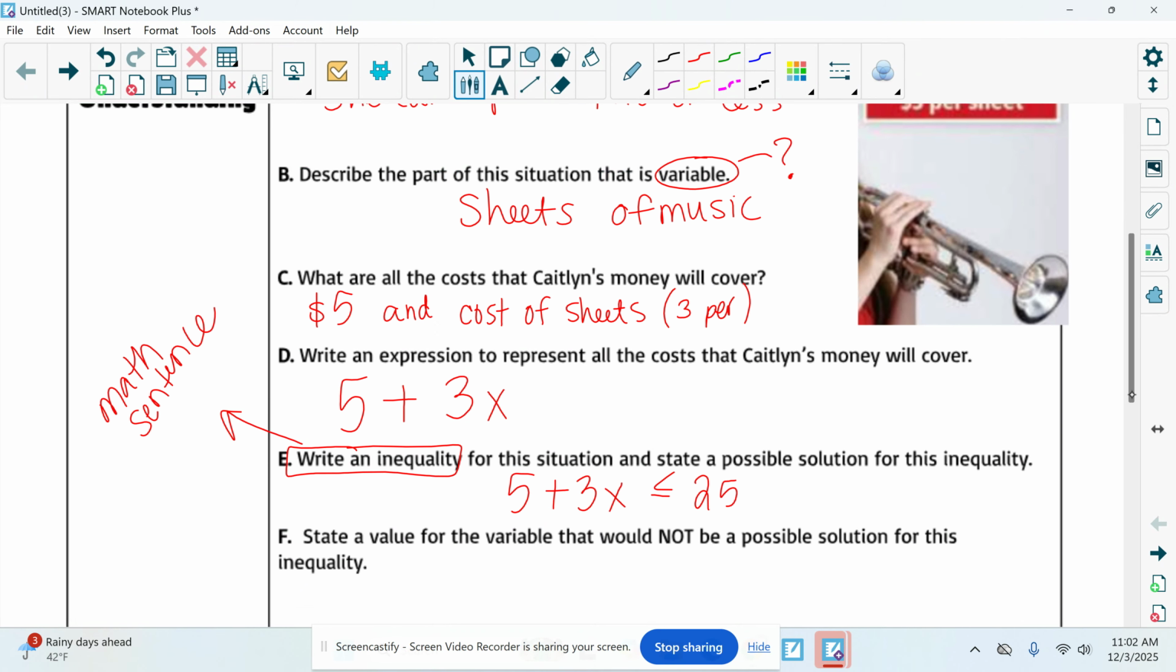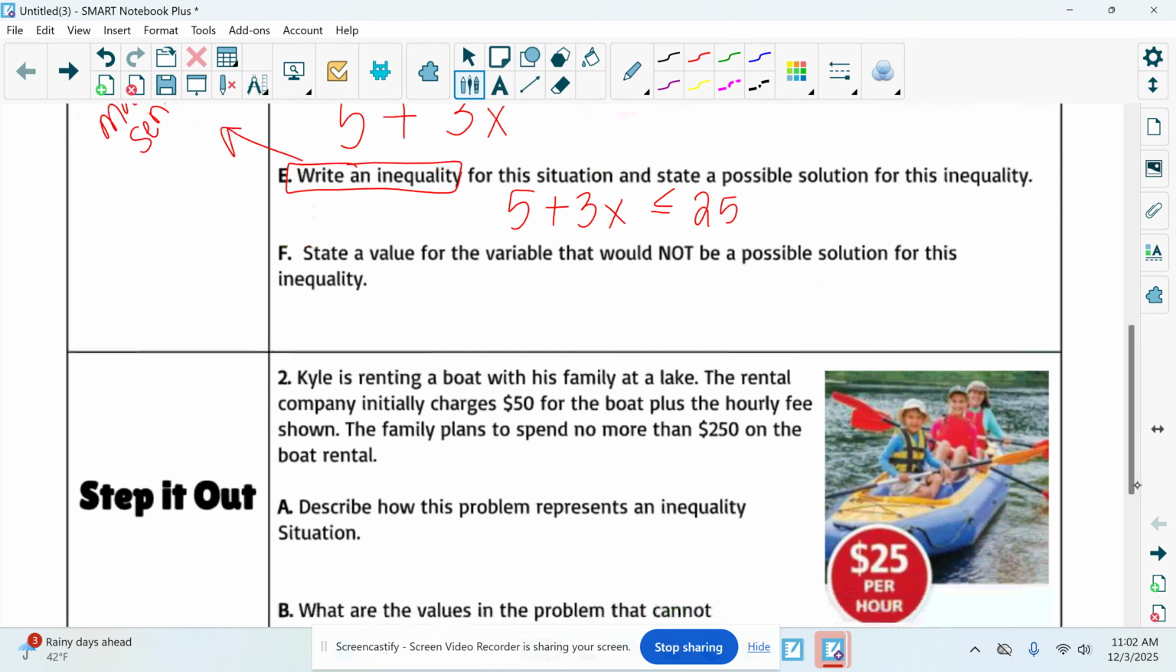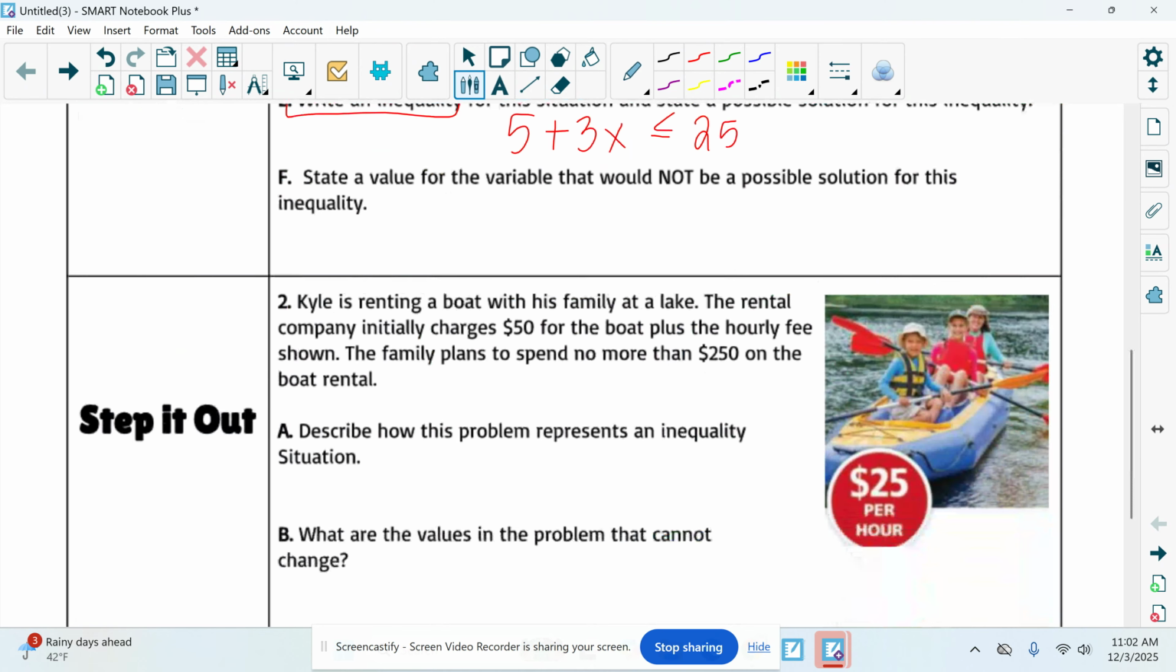Alright, we're going to skip part F for now. And look at number 2. Who wants to read number 2? Number 2. Alright, Kyle is renting a boat with his family at the lake. The rental company initially charges $50 for a boat plus the hourly fee. The family plans to spend no more than $250 on the boat rental.